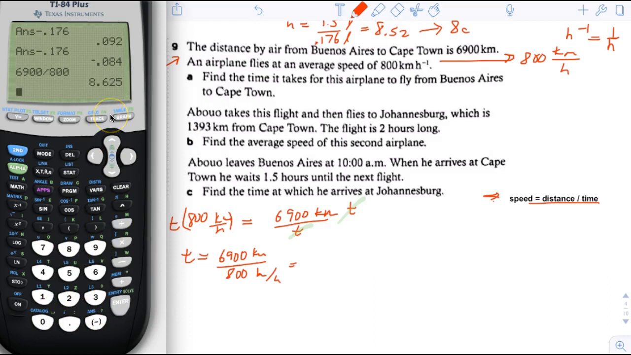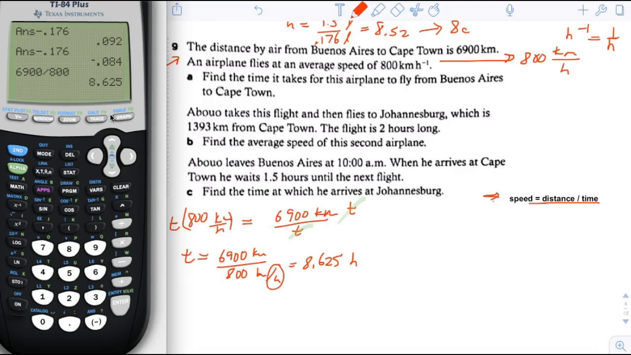And that gives me 8.625. Okay? And that unit is hours, which comes from the bottom there. Okay, so in 8.625 hours, that's how long it takes for the airplane to fly.